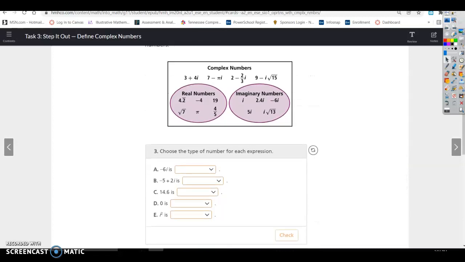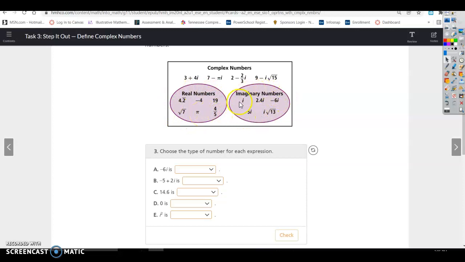All right, so if you look at the Venn diagram, you'll see that complex numbers a plus bi are written here. These are called complex numbers. Real numbers are just like what we've studied in years past. All your real numbers can be positive or negative. They could be decimals. They can be irrational numbers. Square root of 7 and pi are irrational. They can be integers, rational numbers, whatever. So all of these are considered real numbers.